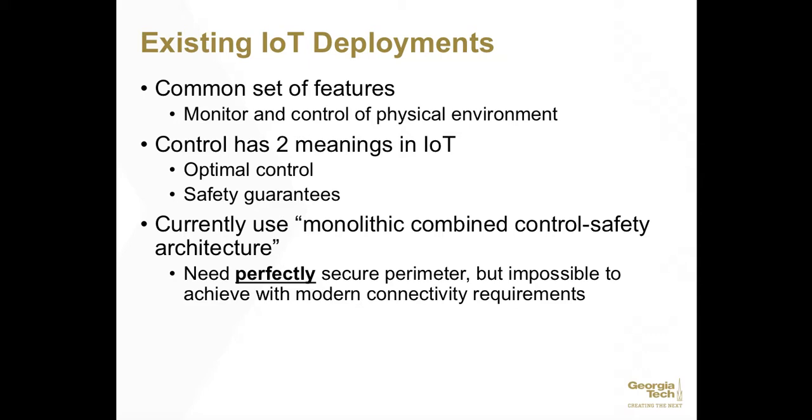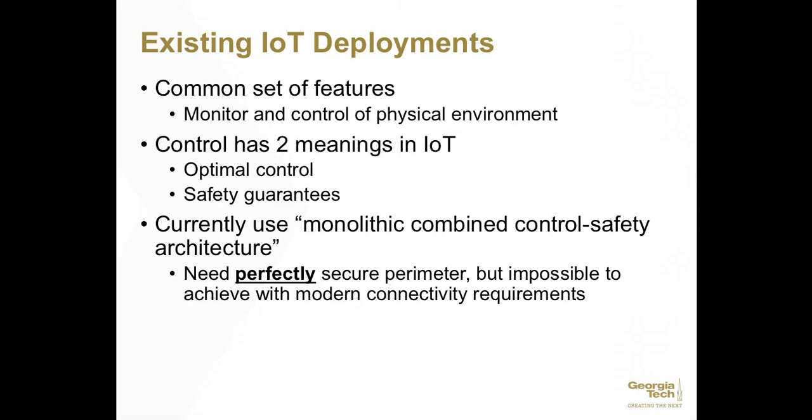However, current IoT architecture recommends deployment of both optimal control and safety maintenance procedures in what the authors call a monolithic combined control safety architecture. This basically means that the control and safety measures are interwoven with each other in IoT applications.